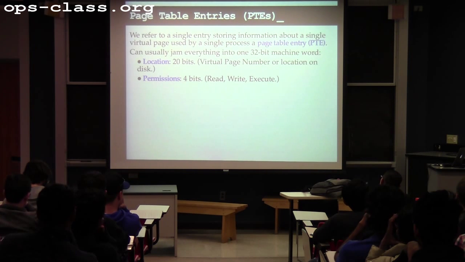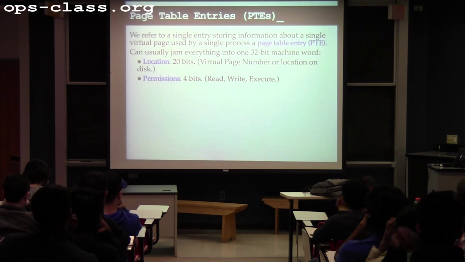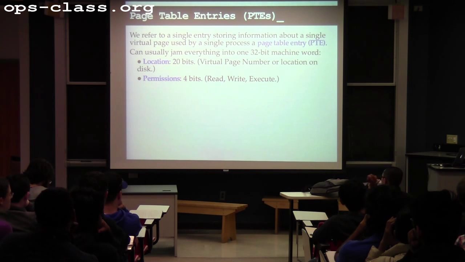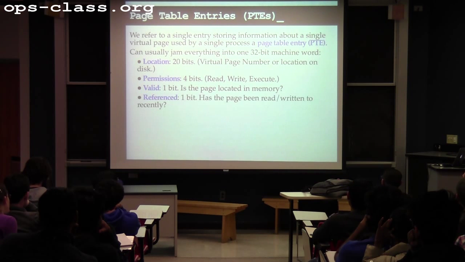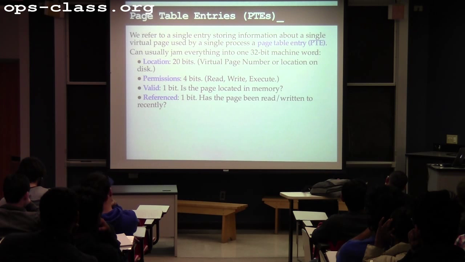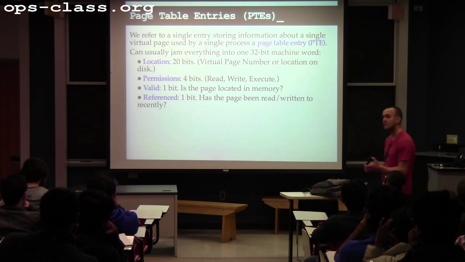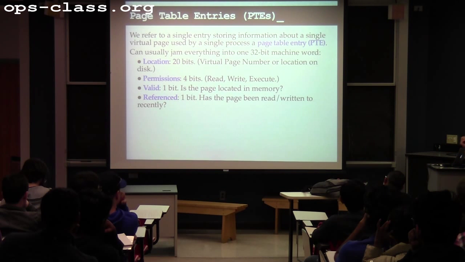I also can have some permission bits, right? So here I've got 4 bits I can use to mark it as read, write, execute. Maybe I only need 3 bits for this. I don't know why I put 4. Anyway, there's a valid bit. The valid bit helps me figure out, is this location a memory address or is it something else, right? I might use some bits to store state about whether the page has been used recently. This is something that we'll come back to after the exam when we talk about page replacement.